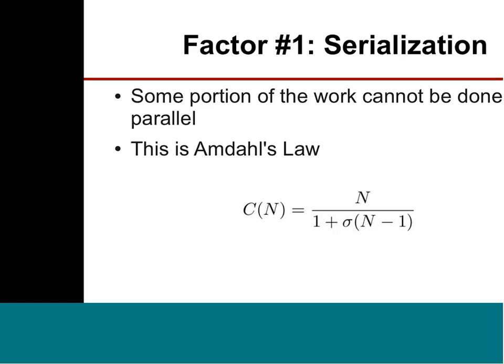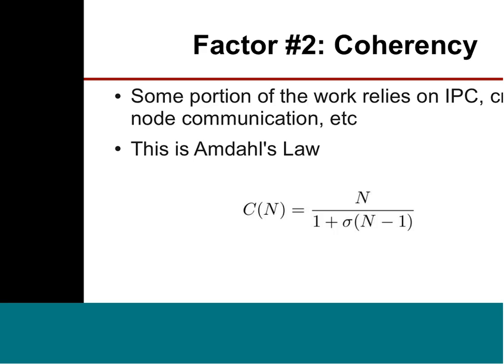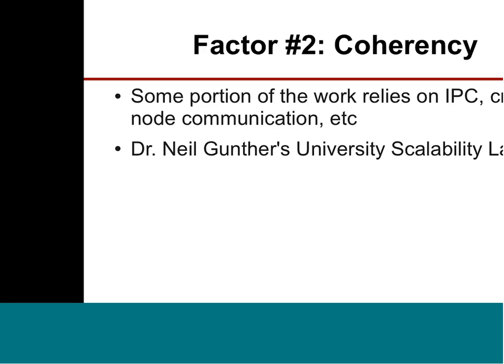As n grows, the serial portion begins to have an effect. If you imagine this going out to infinity, this ends up being an asymptotically rising function. So it's always increasing, but it gets slower and slower as it basically approaches the serialized portion of the work. Factor number 2 is what I call coherency. Some people call it contention.